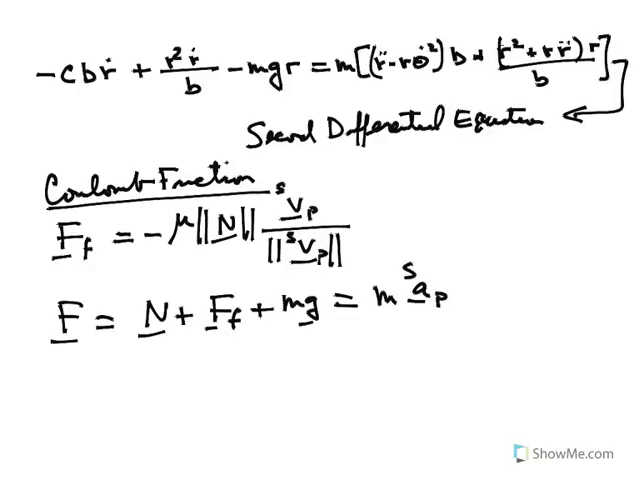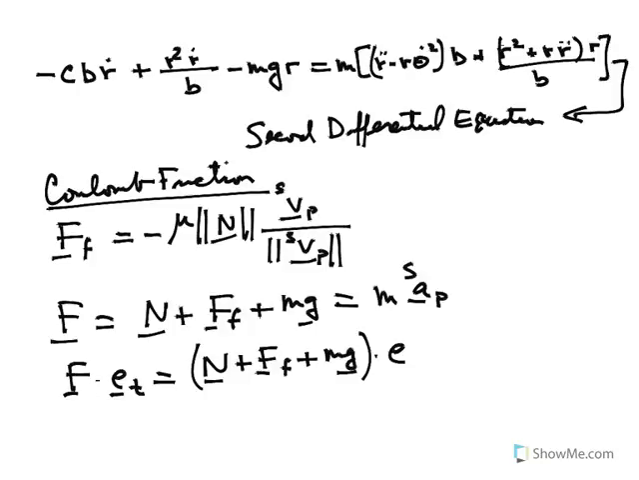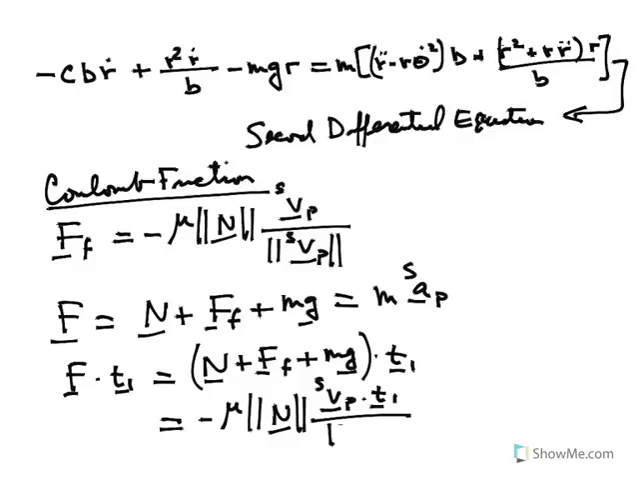Now I've got a little bit more work that I have to do, which is that you can see that if I take F dotted with T1, what do I get? I get N plus F sub F plus mg dotted with T1. But T1 is equal to E theta, and it's also normal to N. So I get minus mu times the magnitude of the normal times the velocity as viewed by an observer fixed to the surface dotted with T1, all divided by its magnitude.